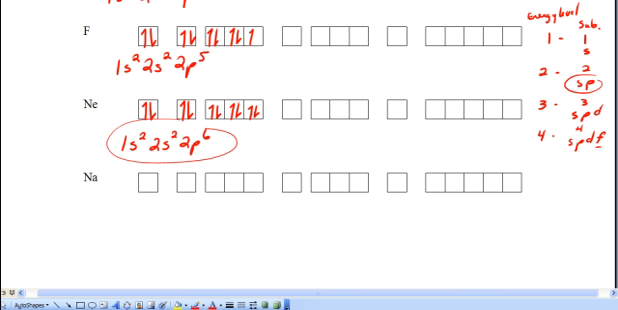So when you get to the next element, element number 11, which is sodium, you have to start filling the third energy level. Because you're filling the third energy level, it drops down to the third row of the periodic table. And you have to start filling the 3s, but the third energy level will have 3 sublevels. It's going to have the s, the p's, and the d's. And in the next podcast, we're going to walk you through filling that third energy level.